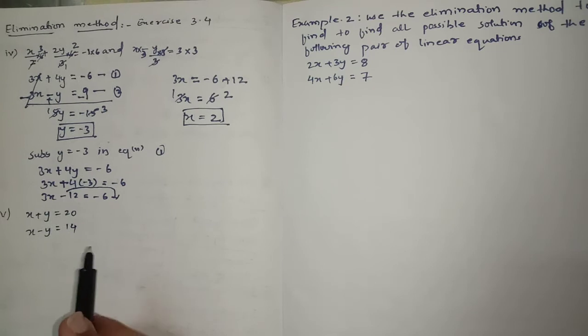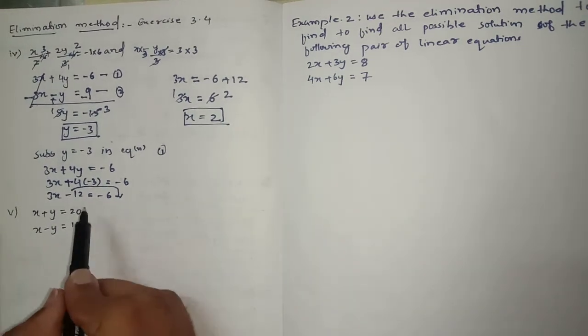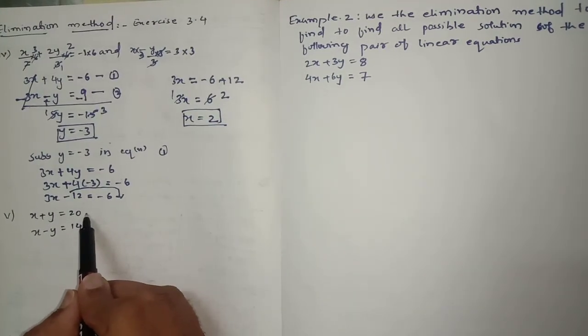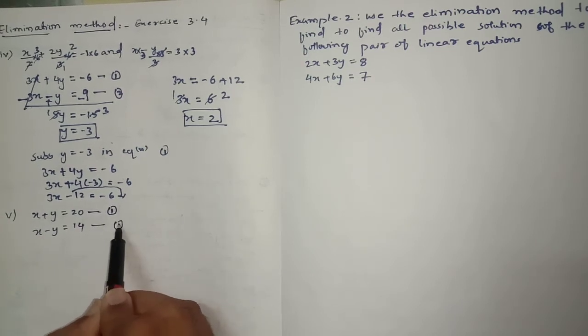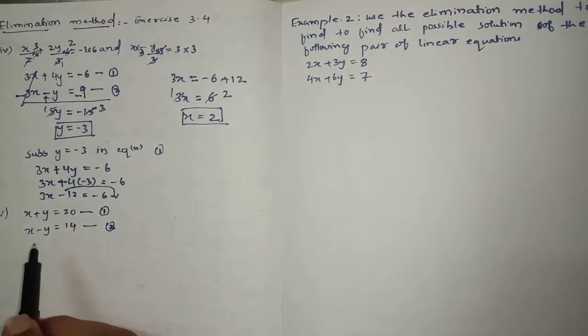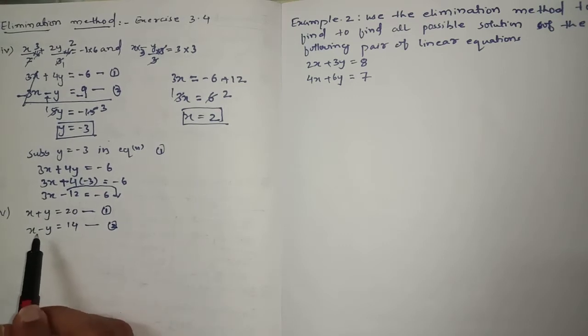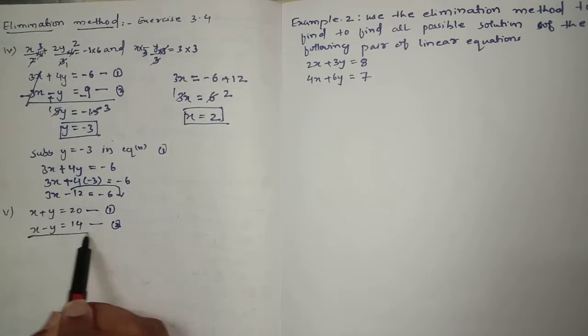Now the fifth question, student. We have this; we consider this as equation number 1, the first one. The second one, equation number 2. Now solve 1 and 2. Solve equations 1 and 2. We are solving now.